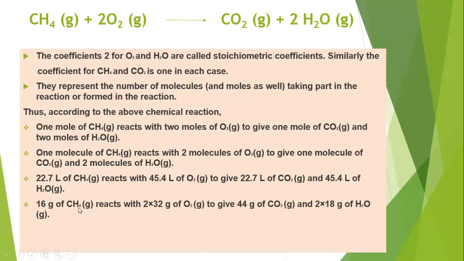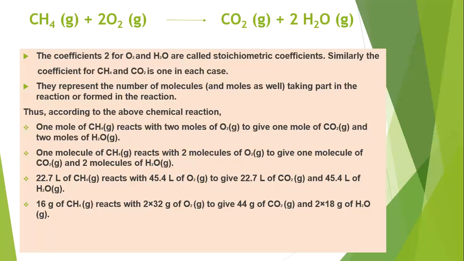In terms of gram, if you want to explain, we can explain the reaction as 16 gram of methane. From where did the 16 come? The atomic mass of carbon is 12 and hydrogen is 1, so 4 into 1. That is 12 plus 4 into 1, and the molecular mass of methane becomes 16 gram. That 16 gram, 1 mole of methane, we are taking as 16 gram.